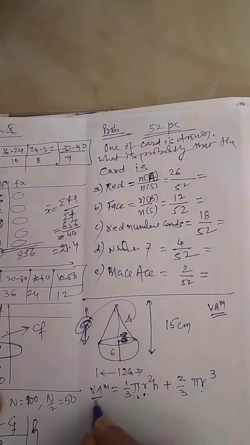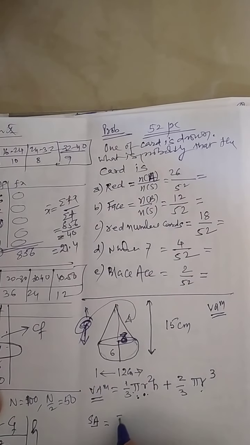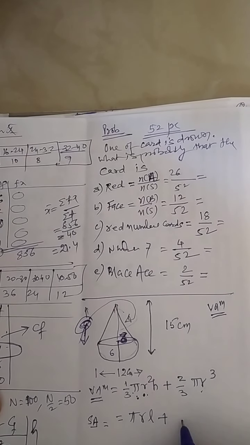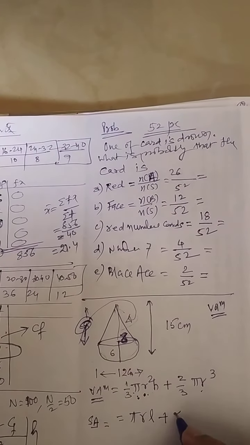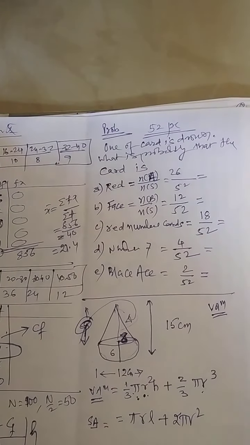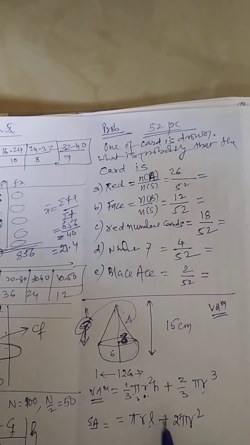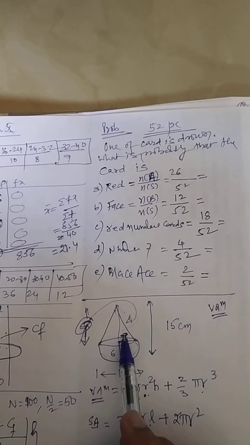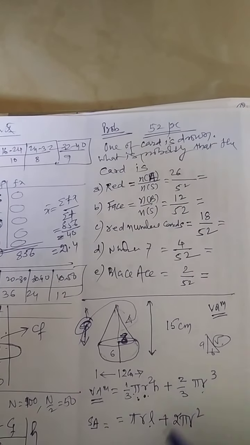Similarly, one more question can be asked. What is the surface area? If the surface area is asked, then the surface area of the cone is pi r l plus the surface area of this one. It will be nothing but 2 pi r square. r in both the cases will be the same 6. l is to be obtained from here. This is 6. This is 9. Use the Pythagoras theorem. 6, 9. You can get this value and put it over here.